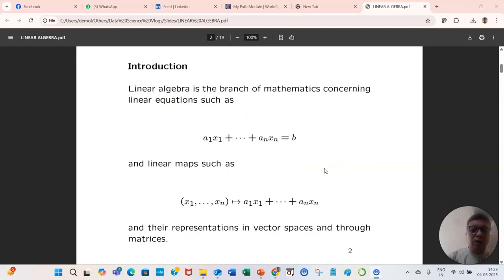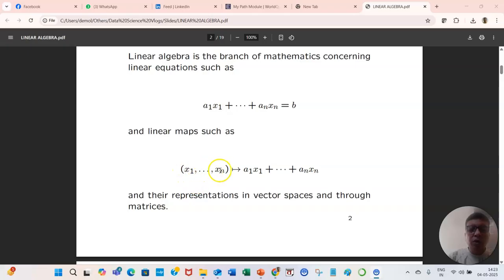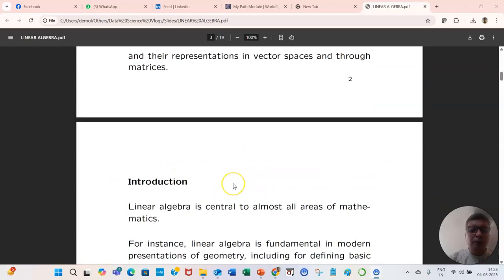It could also be seen as the map of the point x1, x2, ..., xn in n-dimensional space, a point that maps to the real number a1x1 plus a2x2 plus ... plus anxn. Linear algebra talks about these maps also, and the representations in vector space and through matrices.